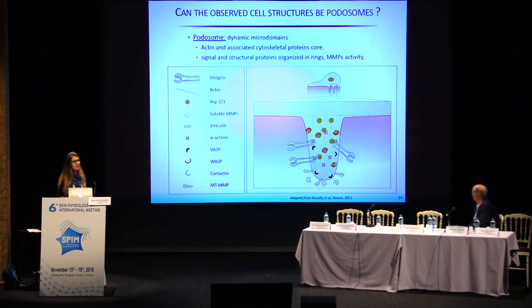So regarding the second question, which is, can the observed structures be podosomes? We wanted to know if our cellular processes involving actin, cortactin, syndecan-1, and MMP9 activity can be podosome-like structures. So the podosomes are dynamic adhesion microdomains which are located at the ventral plasma membrane of our cells, as you can see in these pictures. They have characteristic structures with an actin and associated cytoskeletal protein core, as you can see, and signal and structural proteins organized in rings associated with MMP activity.